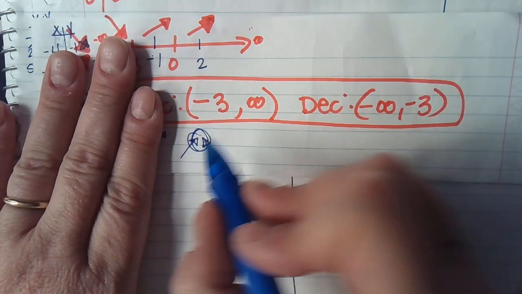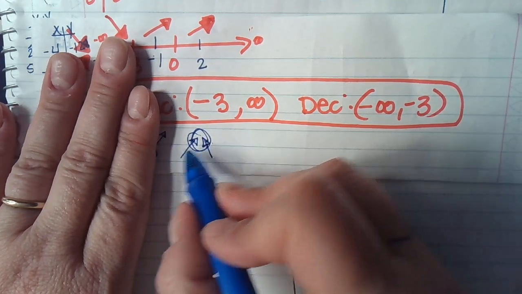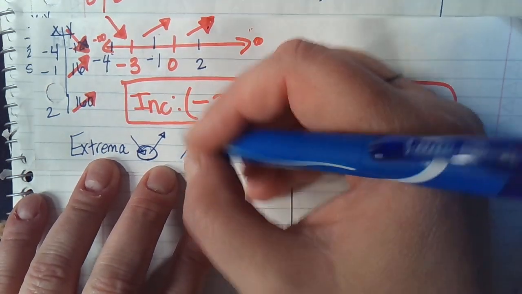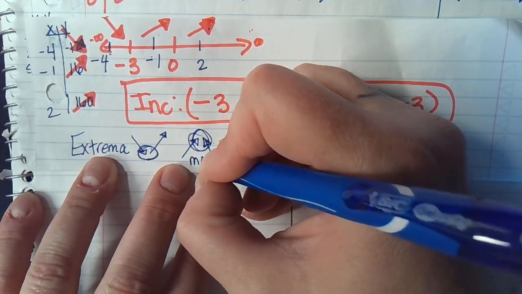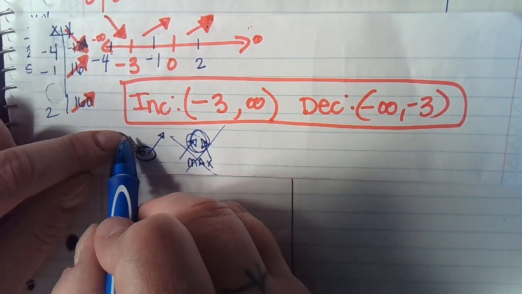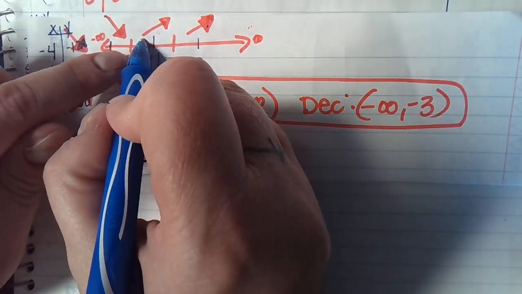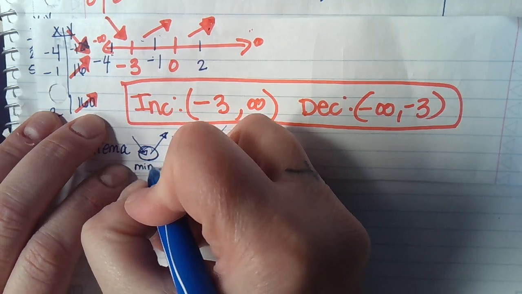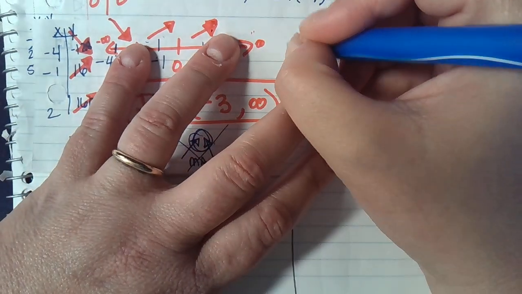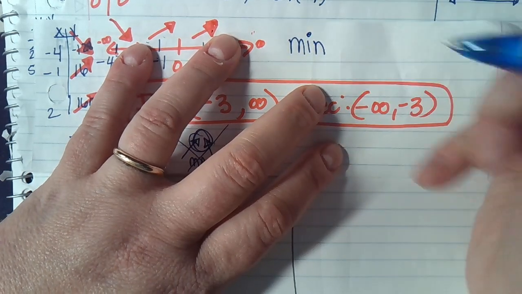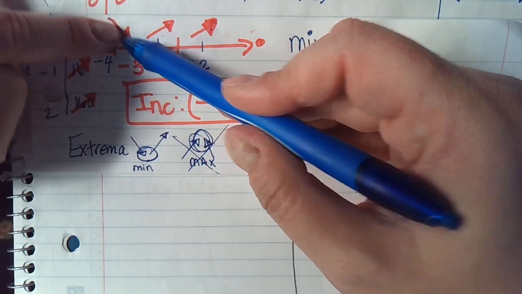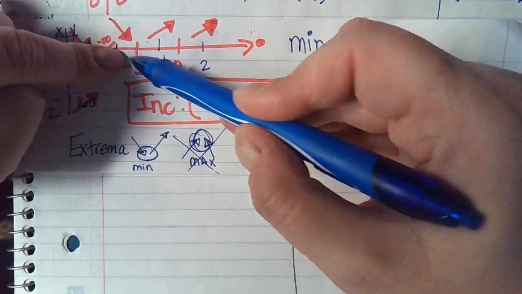Okay, so let's see here. Do we have 2 arrows pointing up at each other? No, no. So we do not have a maximum. We don't have one of those. Okay, do we have an arrow pointing down then up? Yes, we do. And that's our minimum. Okay, so we definitely have a minimum at the bottom of that down up arrow. Down up at negative 3.